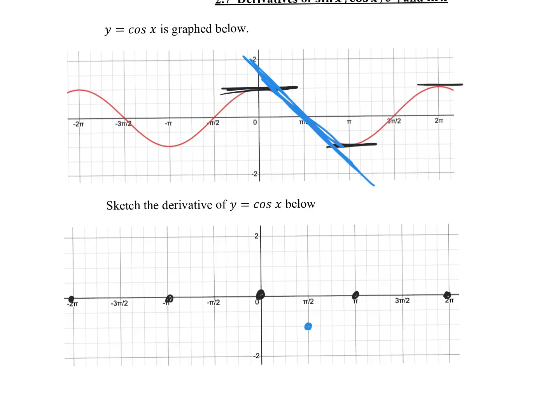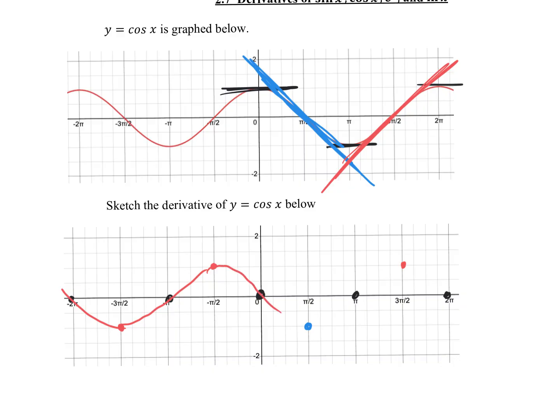Anyone have a guess then what my slope of cosine is at 3 pi over 2? +1. Who can tell me what my slope is at -3 pi over 2? -1. And then at pi over 2? Beautiful. So here's the deal. Go ahead and connect this.